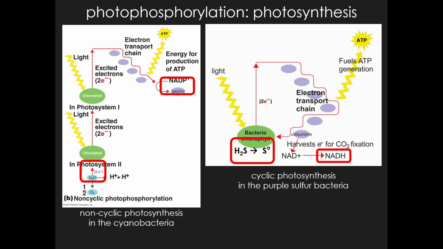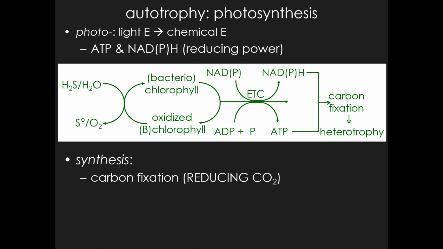But either way, ATP is generated, reducing power is generated, and that ATP and that reducing power moves over to either the Calvin-Benson cycle or the reverse citric acid cycle or the hydroxypropionate pathway in order to fix CO2. Again, to relate what we've been talking about, respiration, fermentation, chemosynthesis, and now photosynthesis into that same schematic.